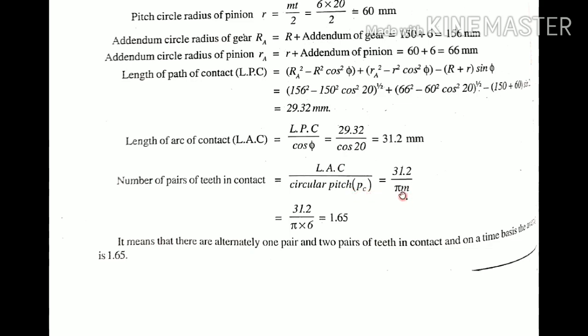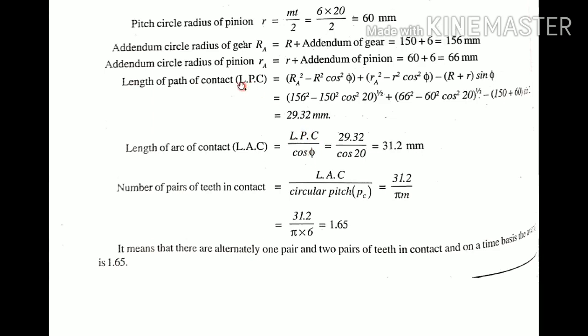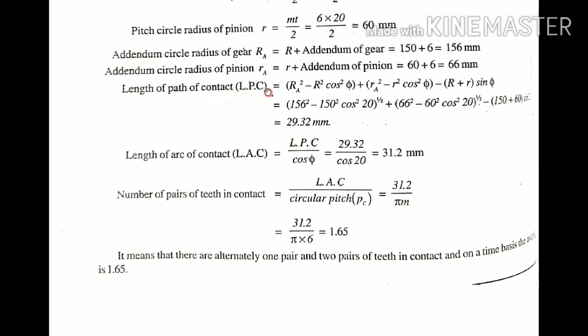Circular pitch formula is pi times M. Pi is constant, M is already given as module 6. But LAC we need to find. So what is the LAC? Length of arc of contact. This also we derived yesterday. In order to find the length of arc of contact, LPC, the length of path of contact, divided by cos phi, you have to do it. Phi I know, but I don't know LPC. Then I need to find the length of path of contact, so this is the equation I should use.